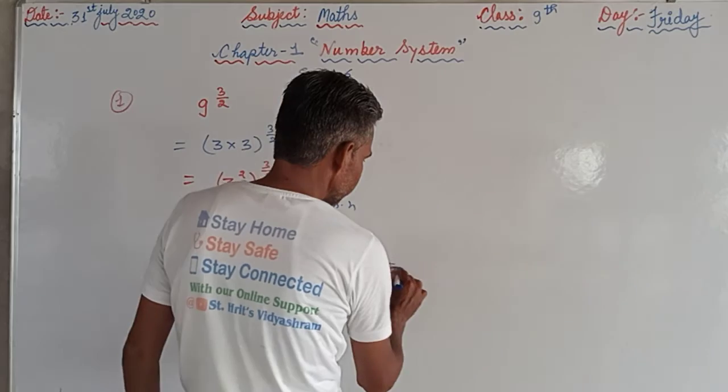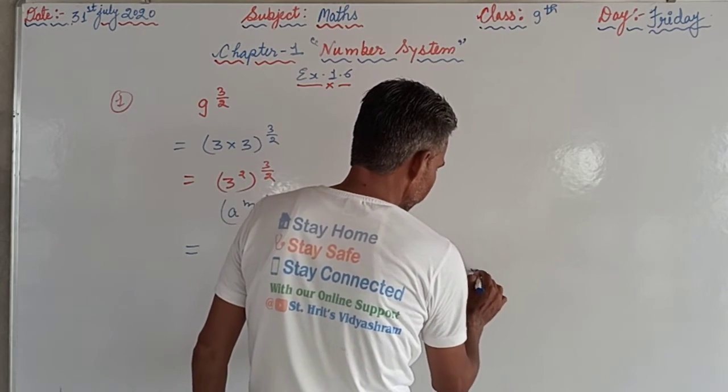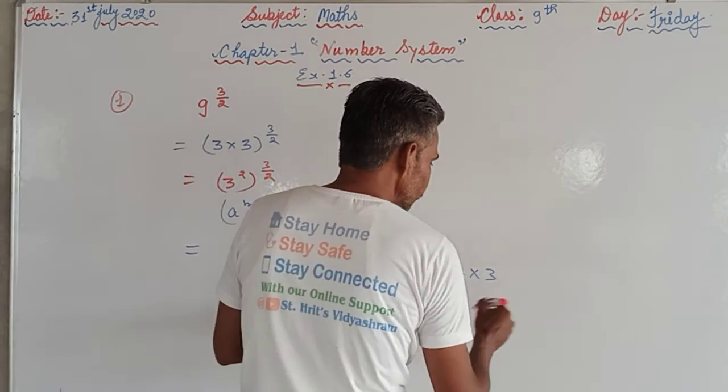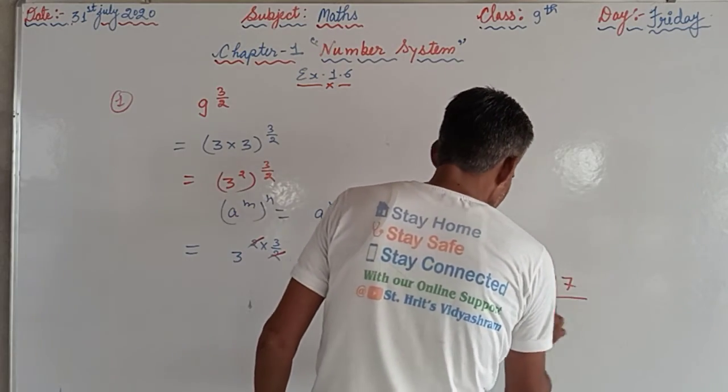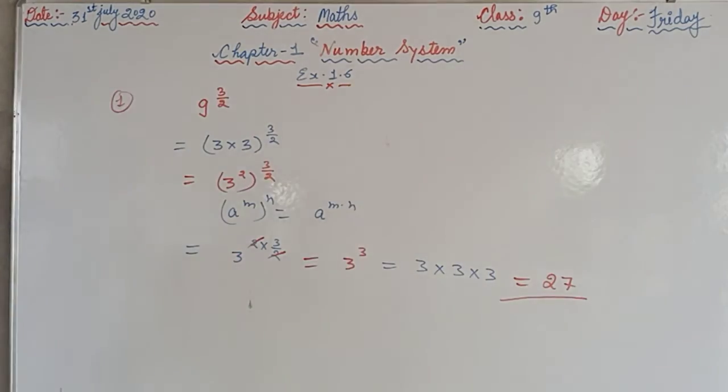3 raised to power 3 means 3 into 3 into 3. 3 into 3 into 3, 3 3s are 9, 9 3s are 27. So this is the answer of that question.